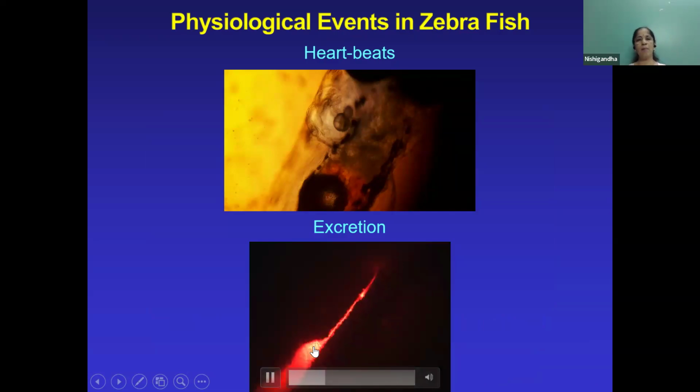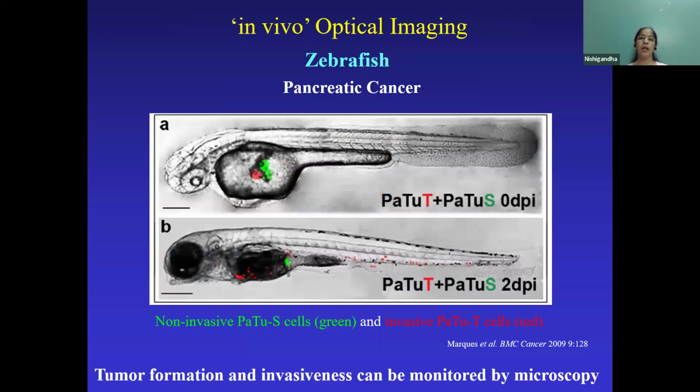So these are physiological events happening in small animals that we can see in the whole animal with the help of laser confocal microscopy. It wasn't possible earlier. You might be familiar with having xenografts in animals. Similar studies we can do in zebrafish. For example, in this case, what you see is a zebrafish larva injected with two types of pancreatic cells. The green one is a non-invasive variety, and the red one is an invasive type of pancreatic cancer.